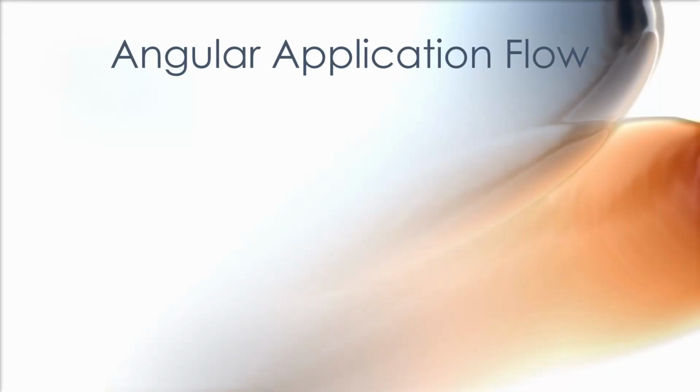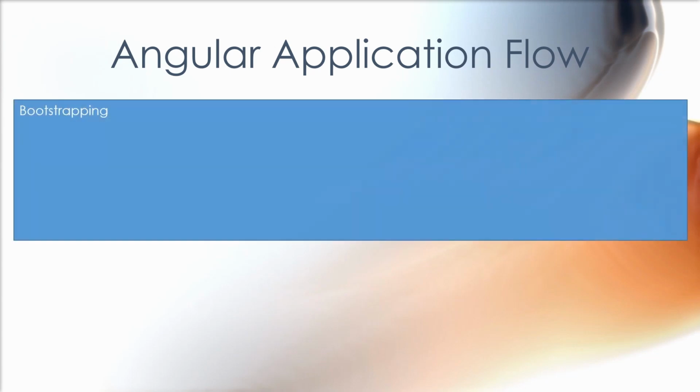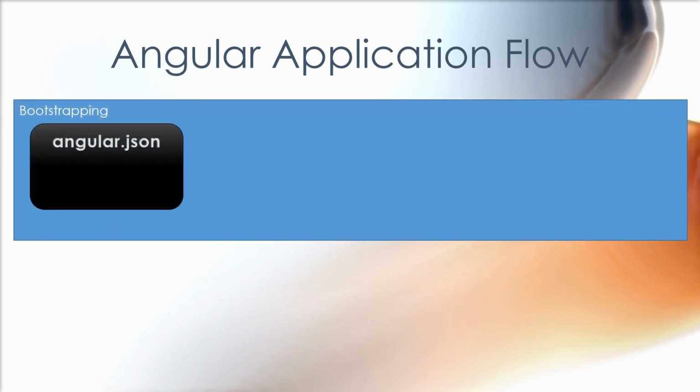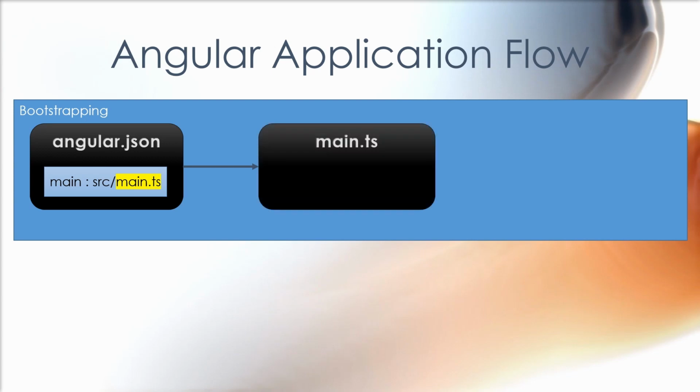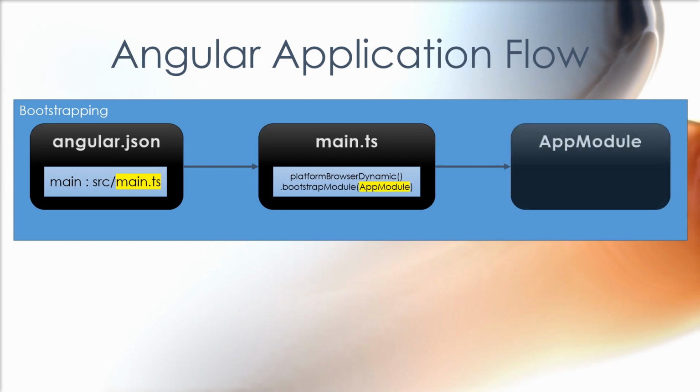To put everything together, the bootstrapping phase starts with the angular.json file, where we have the main configuration, which points to the main.ts file. Now the flow goes to the main.ts file. In the main.ts file, we have platformBrowserDynamic, which creates a platform, and then it bootstraps a module, which is our AppModule, and that's why AppModule is the root module for our application. Then our AppModule gets initialized, where we have a bootstrap attribute which points to the AppComponent.